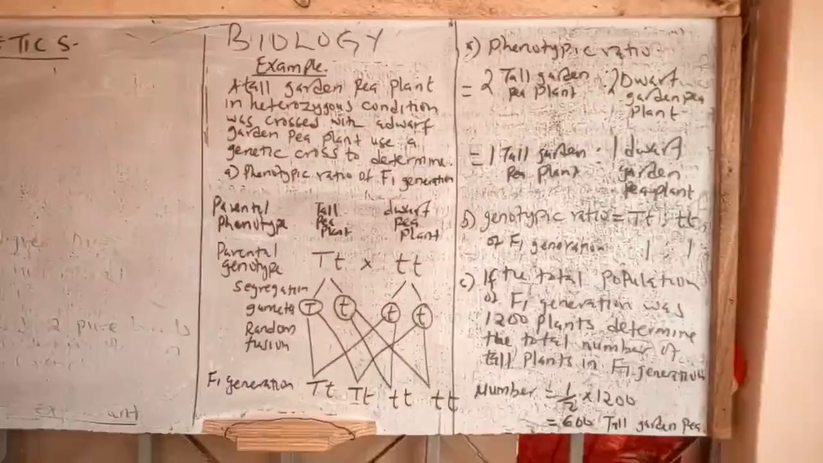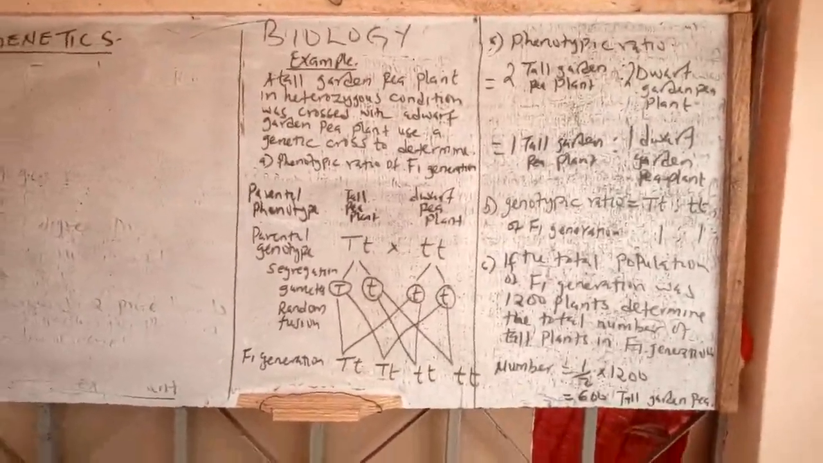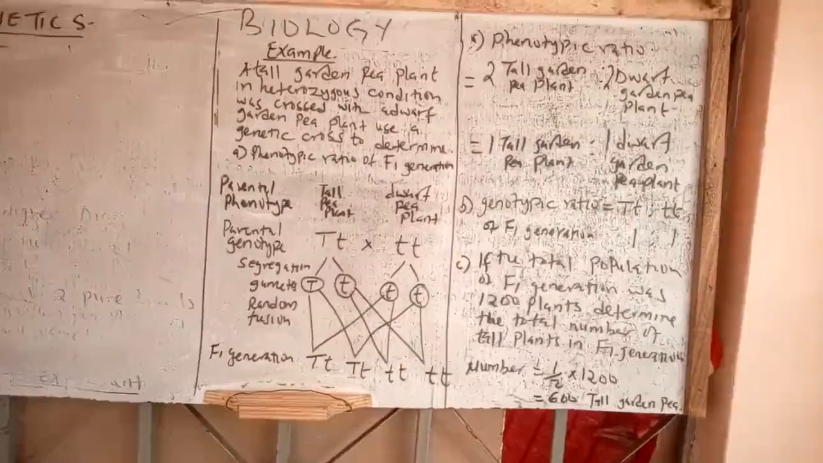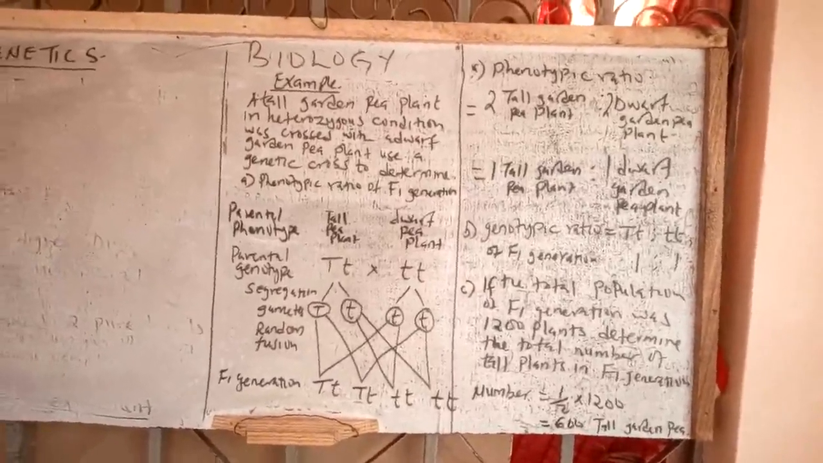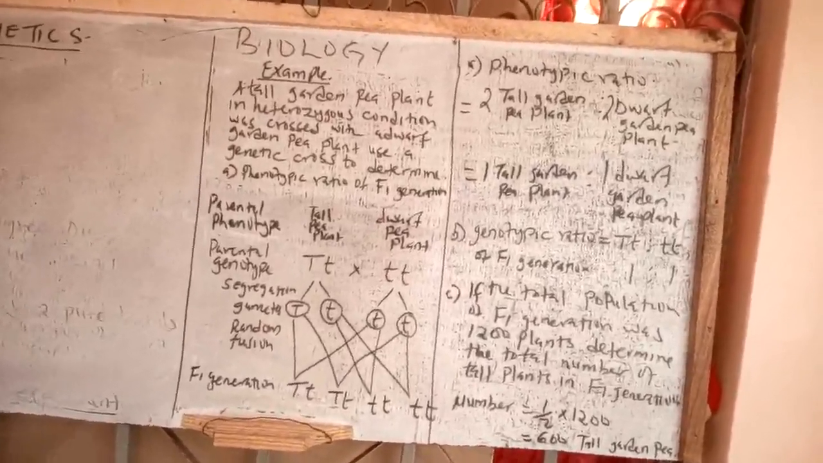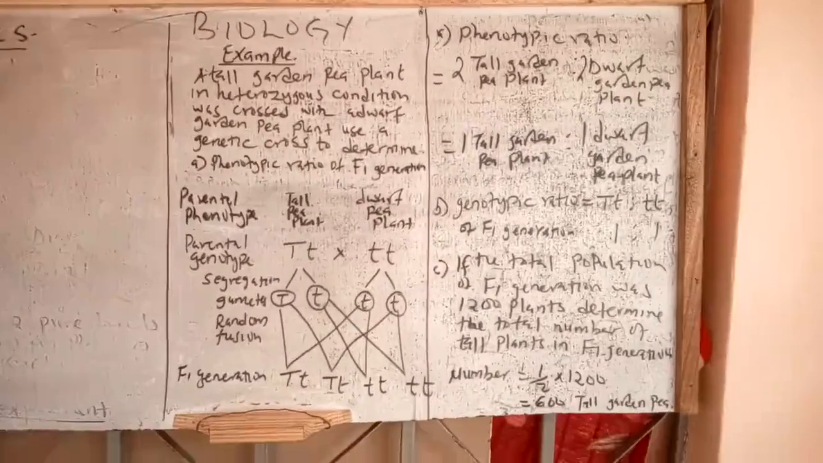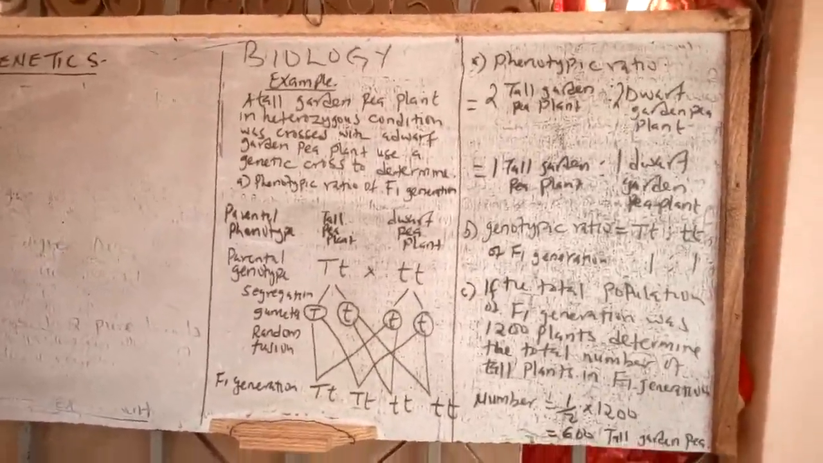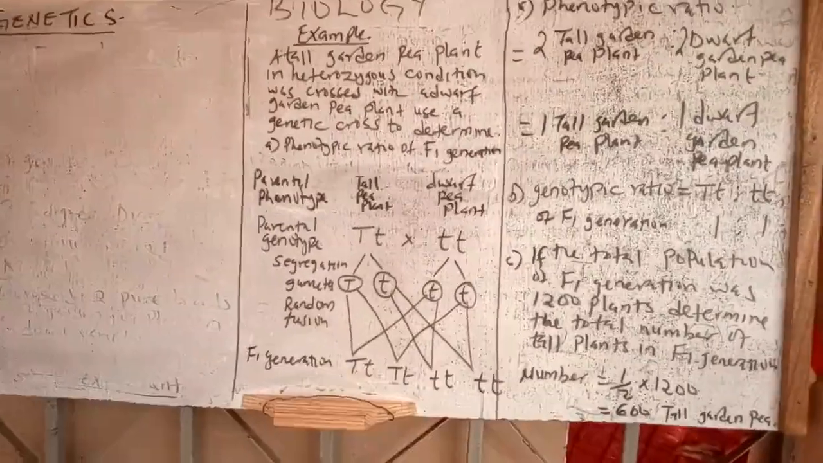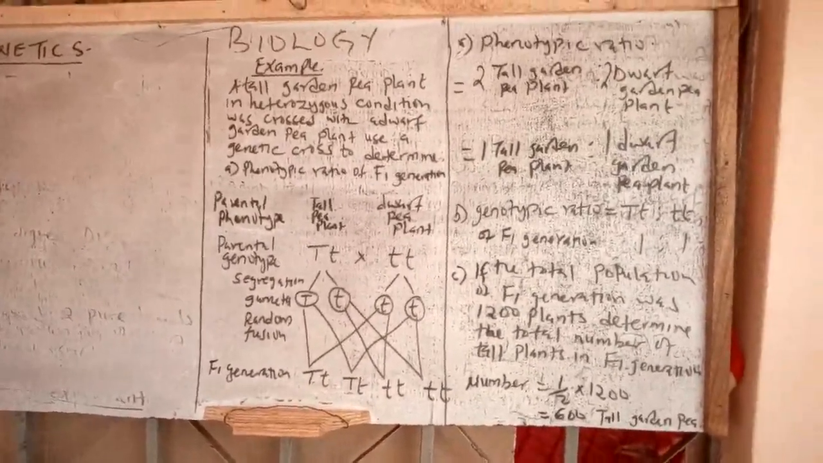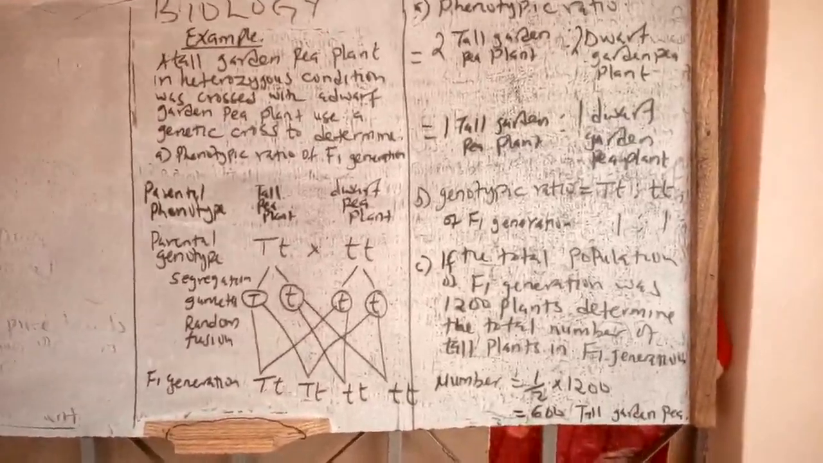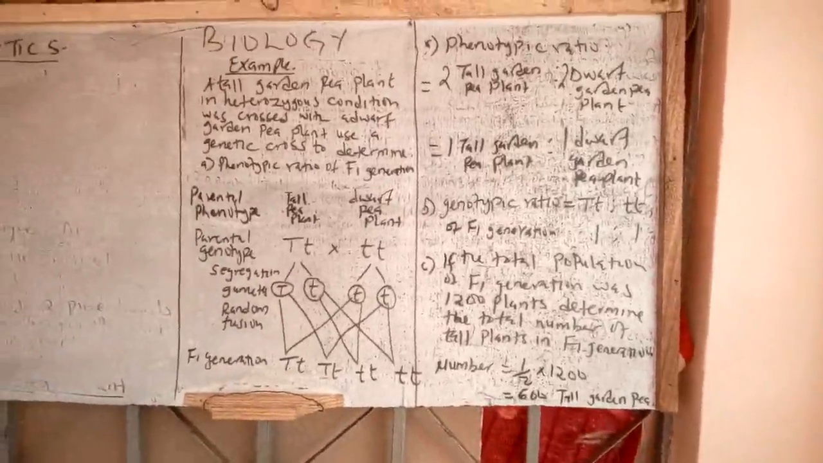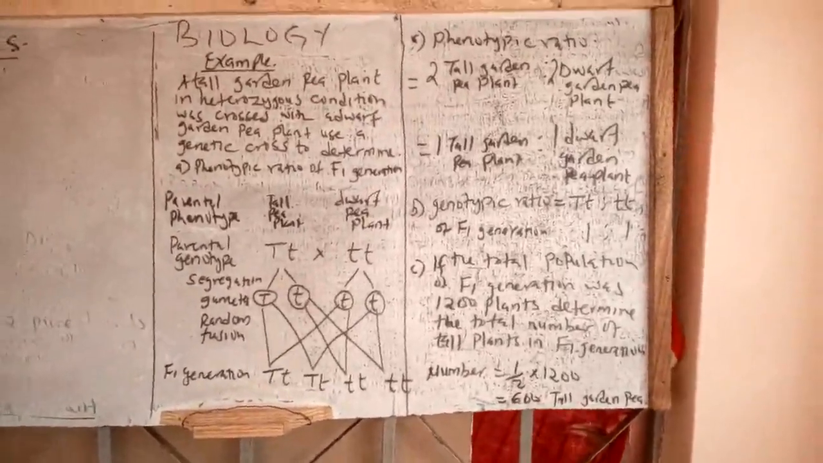How will the F1 generation plants appear? From this genetic cross, you can see that half of them, because capital T and small t is in heterozygous case, and capital T is a dominant gene, and therefore it will suppress the recessive gene. That combination of genes enables them to appear tall. Therefore, two plants appear tall, and two plants appear dwarf. The chances of having a tall garden pea plant is a half, and the probability of getting a dwarf garden pea plant is also a half.